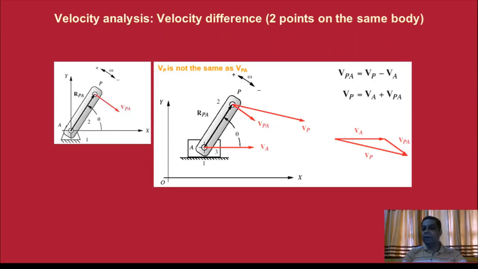Therefore, according to the vector rule, velocity of P with reference to A, that is Vpa, is equal to Vp minus Va, or Vp equals Va plus Vpa. The diagram is also shown over here.